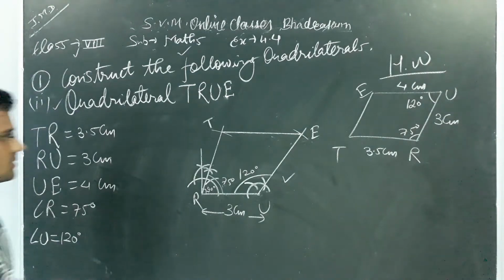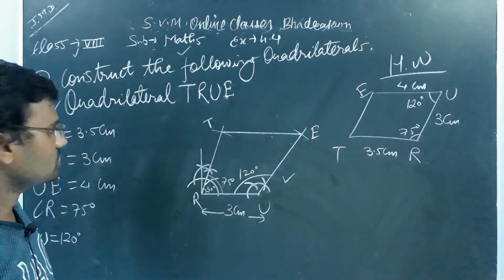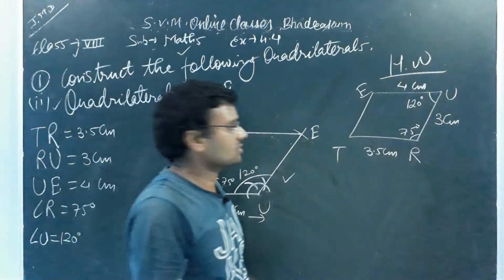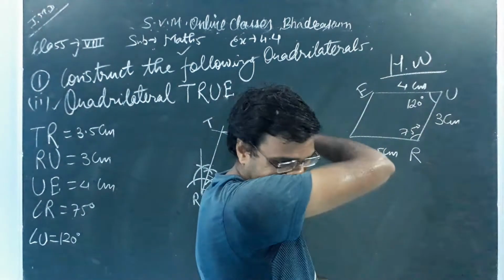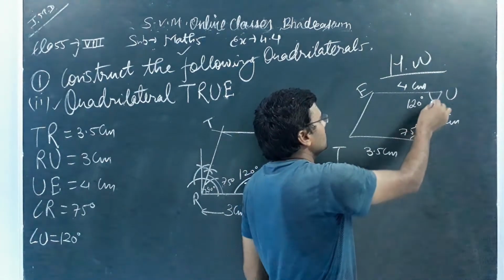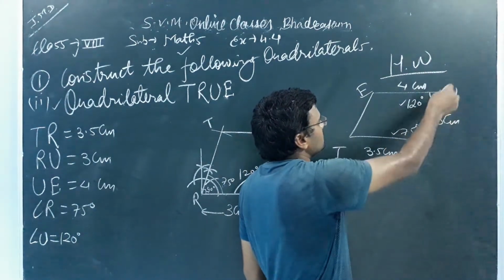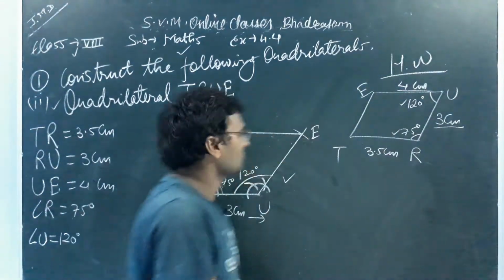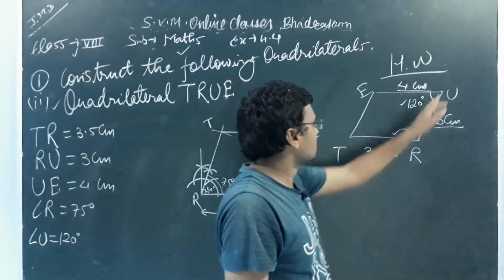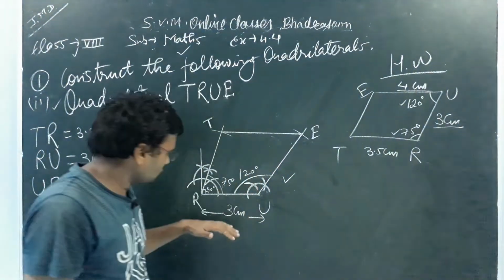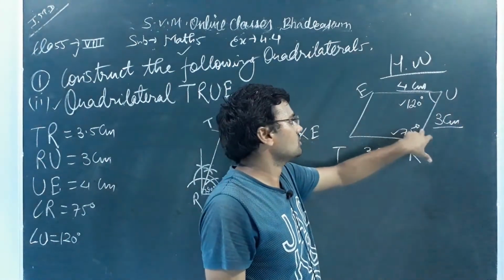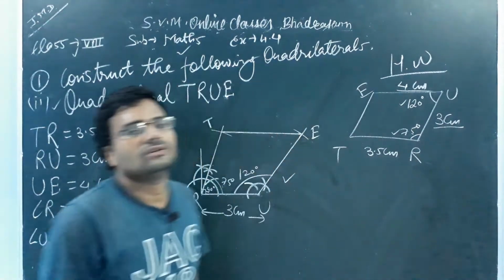So listen, actually first we will draw this side. I have made a rough figure using this data which was given. Okay, so this is TRUE. Now our TR is 3.5 centimeter, angle R is of 75 degree, angle U is of 120 degree, and this side is of 3 centimeter and this is 4 centimeter as given in our data. Okay, so first I am taking this side RU, so that this side is occurring in between these two angles. That is why I have taken this side for drawing first.